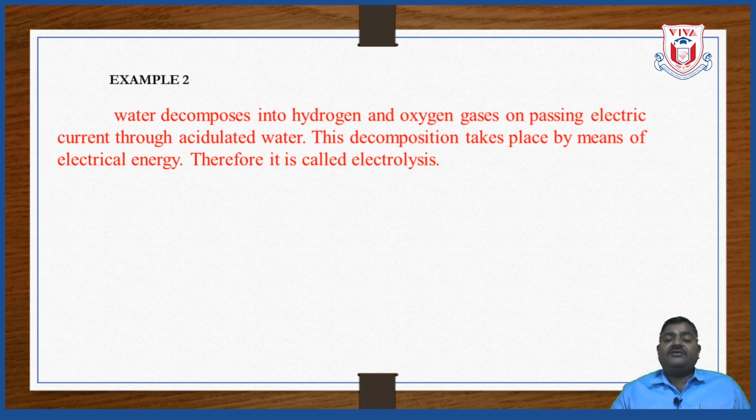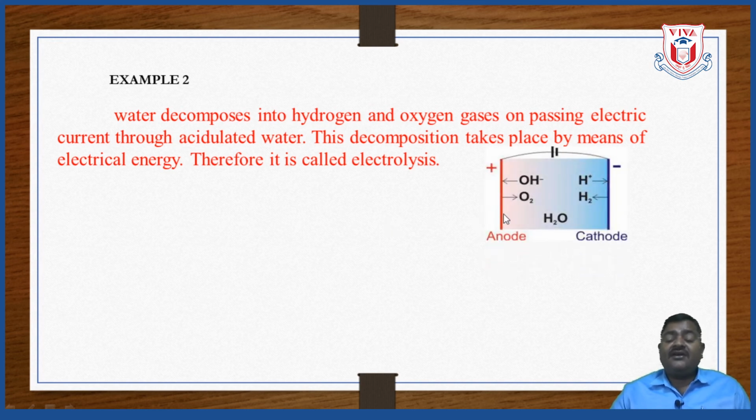Acidulated water means if we add acid and water, that is dilute acid, so it decomposes. Decomposition of that takes place by the means of electric energy. So therefore it is called as electrolysis.